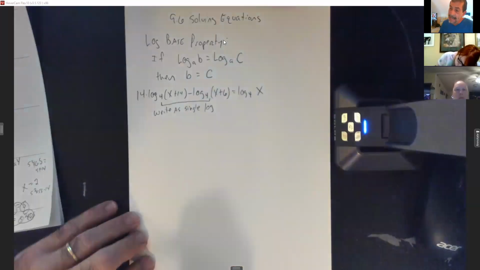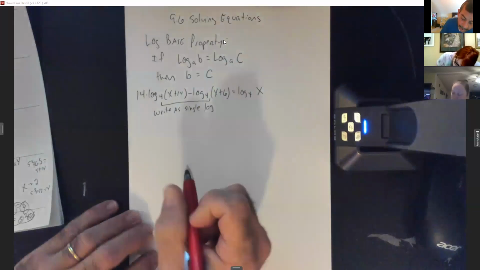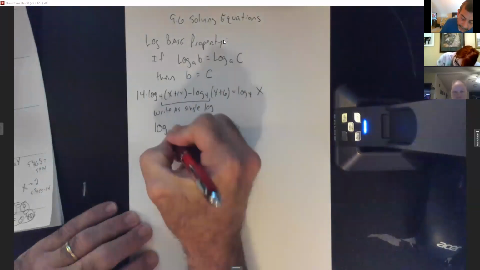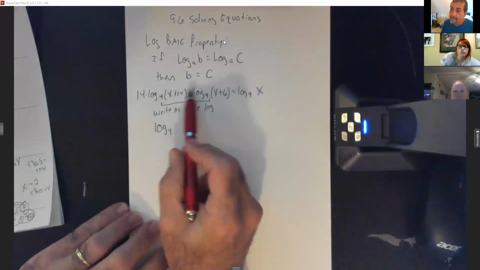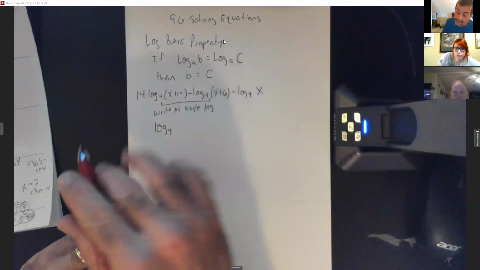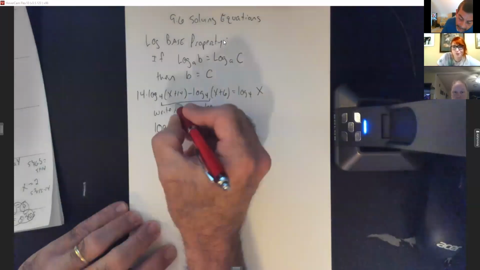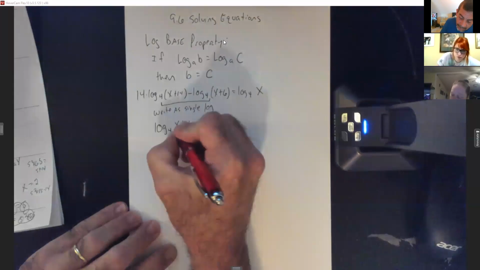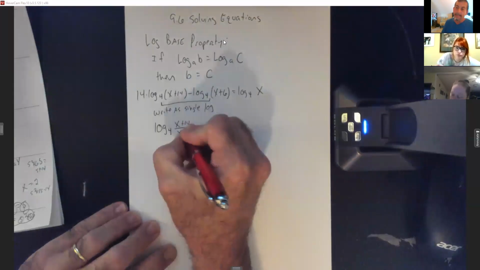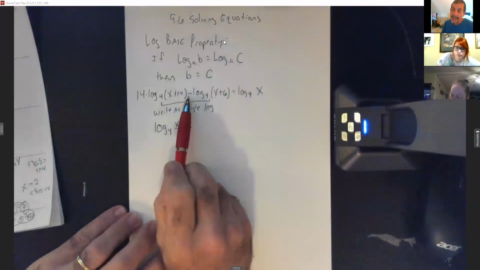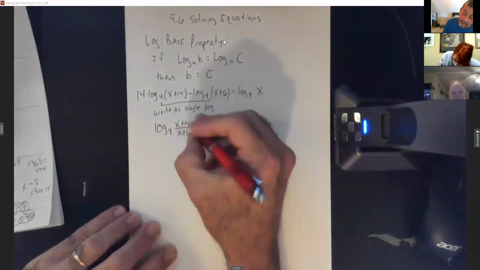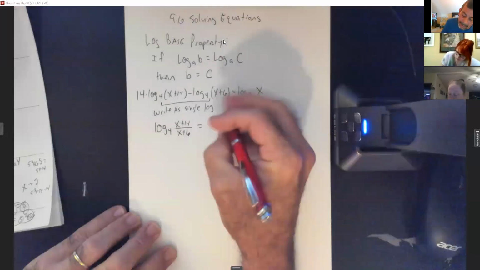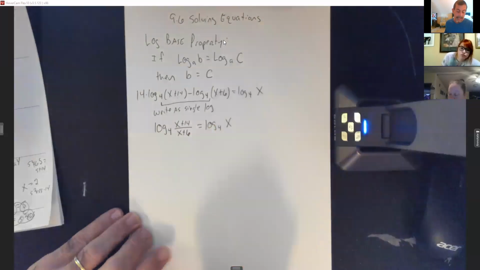So I'm going to write this left side as a single log. So it's going to be a log base 4. Now, since these are being subtracted, I got to write them as a quotient. So we'll have the x plus 14 on top, and then the x plus 6 on the bottom. So remember, if they're being added, we write them as a product. If they're being subtracted, you write them as a quotient. And then that's going to equal the other side, which is a log base 4 of x.